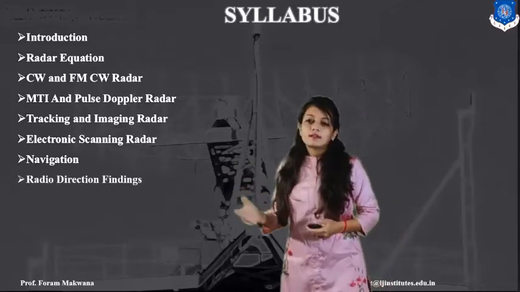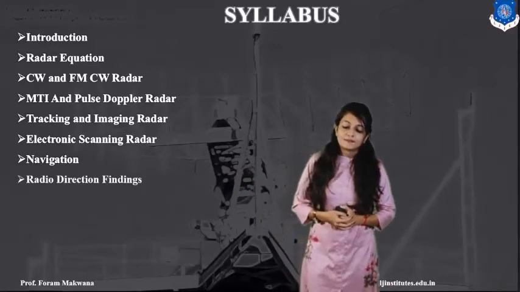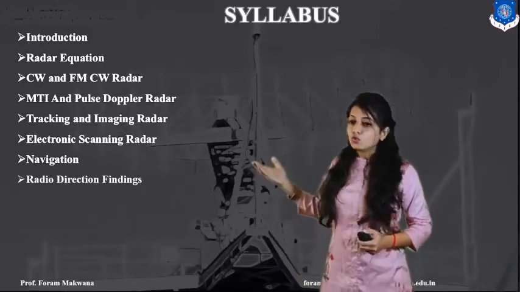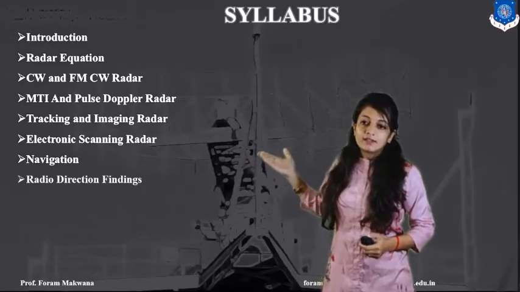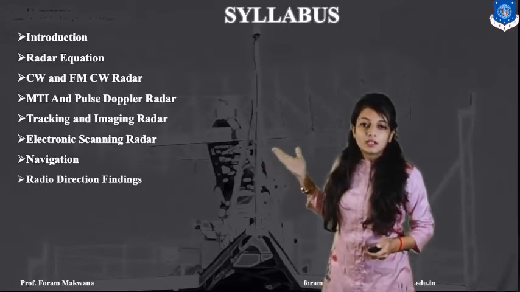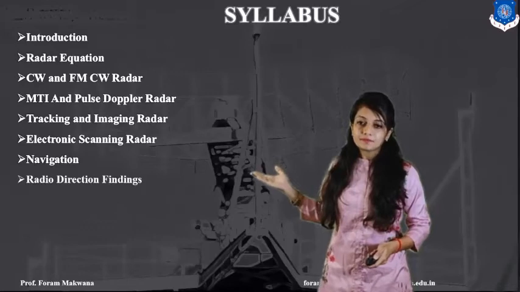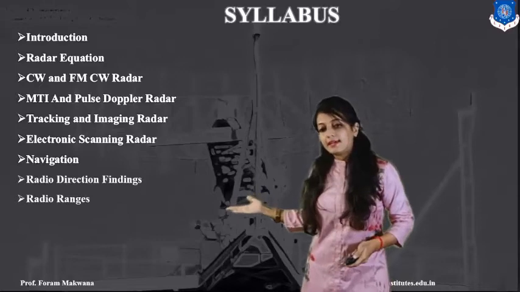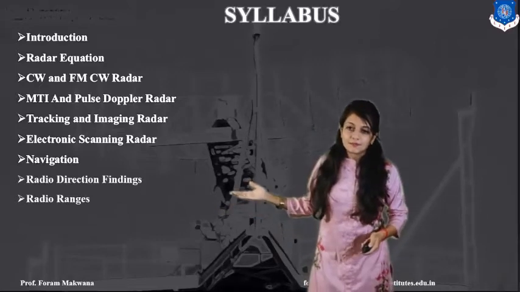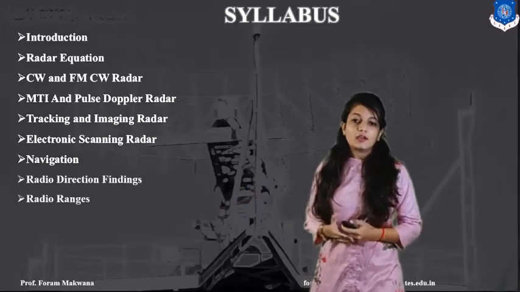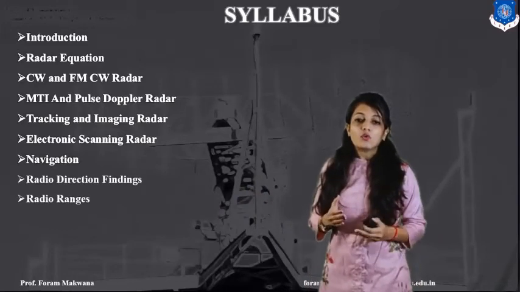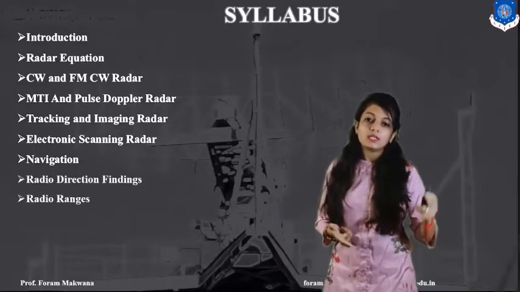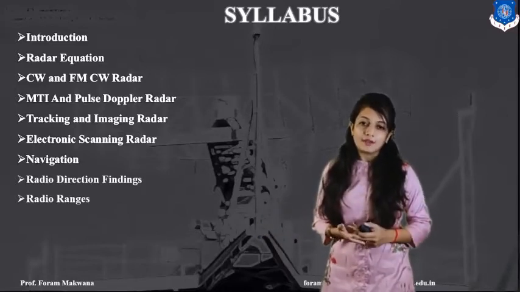Chapter number 8, that is radio direction finding. In this chapter, we will find how to find the target in presence of different clutters. Chapter number 9, that is radio ranges. In these radio ranges, we are able to find how far my target is from the radar at low frequency, medium frequency, and at the higher frequency.